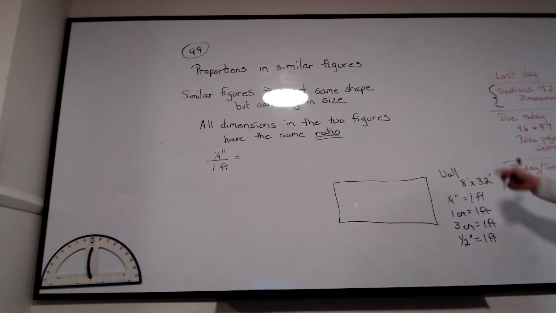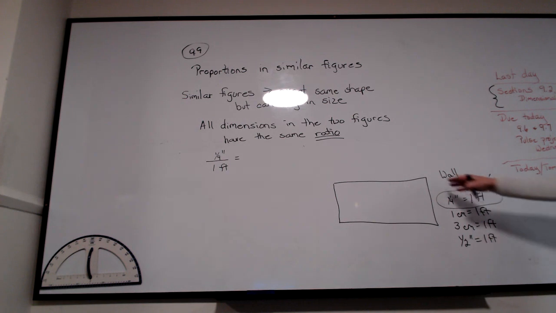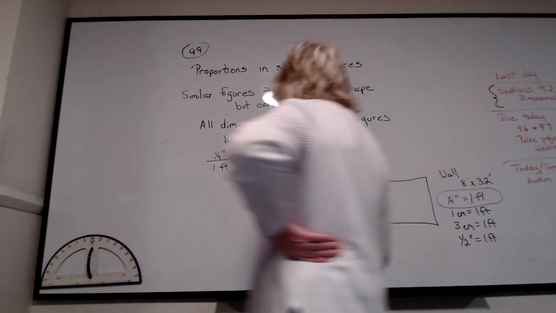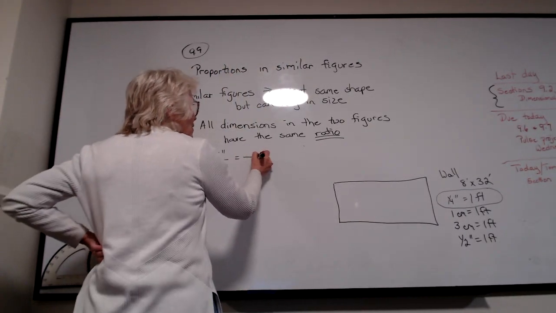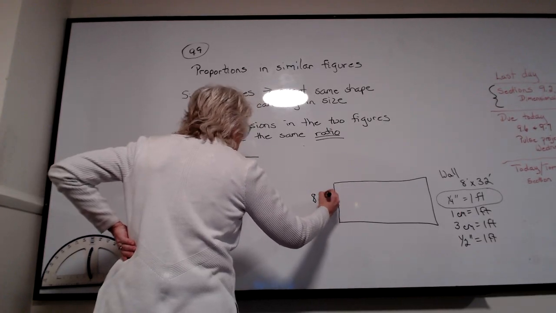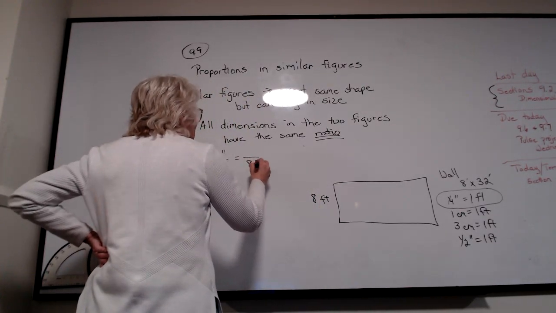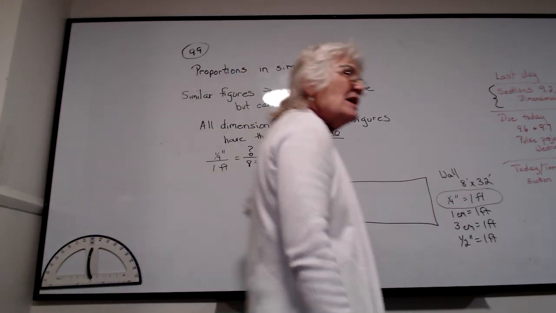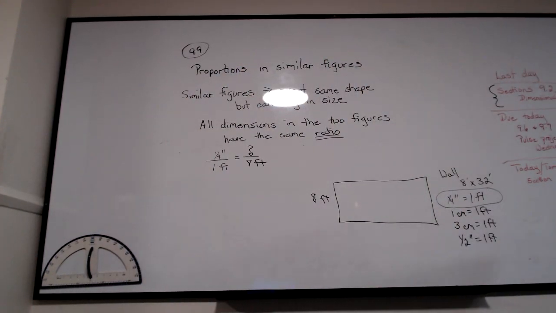That's the ratio. I'm choosing this one. So I want to know how long I should make this on my paper. If I'm going to make it on my paper, I know this is 8 feet tall. So I know the feet, and what I want to know is how many inches I'm going to have. Do you see that that's a proportion I can use?